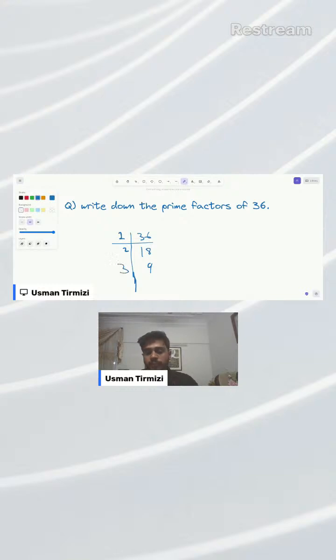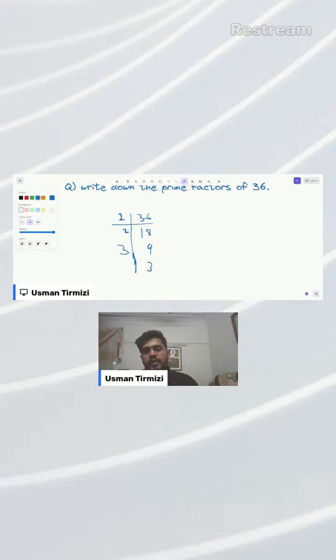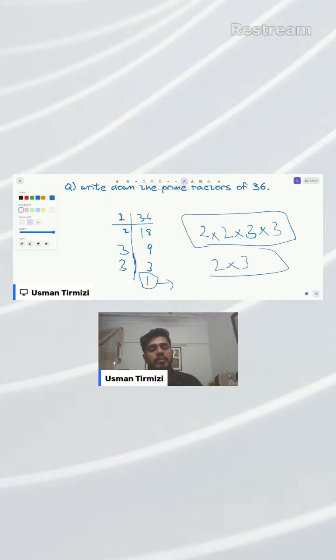So there's 3, right? 3 threes are 9, right? So we divide 3 with 3 and we get 1. Here's when we stop. So we get 2 multiplied by 2 multiplied by 2 multiplied by 3, I'm sorry, and then multiplied by 3. So basically 2 and 3 are the prime factors of 36, right? So 2 and 3 are the prime factors of 36.